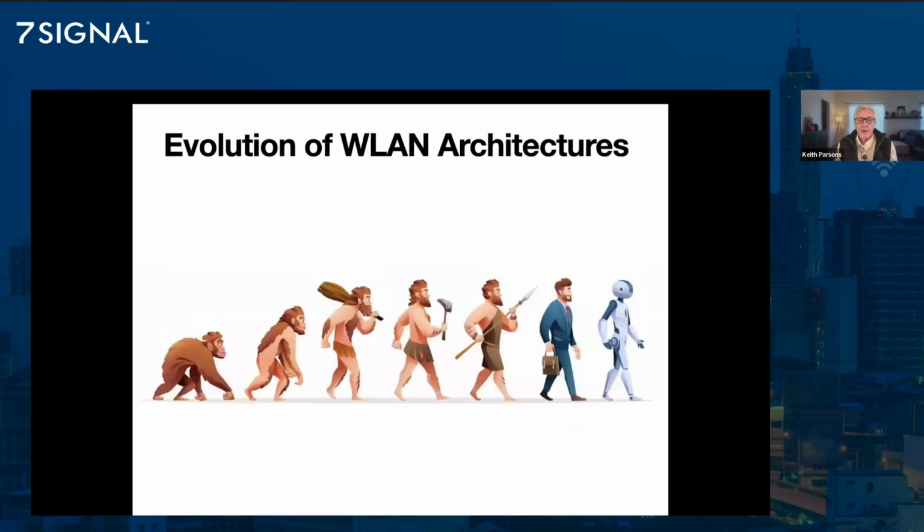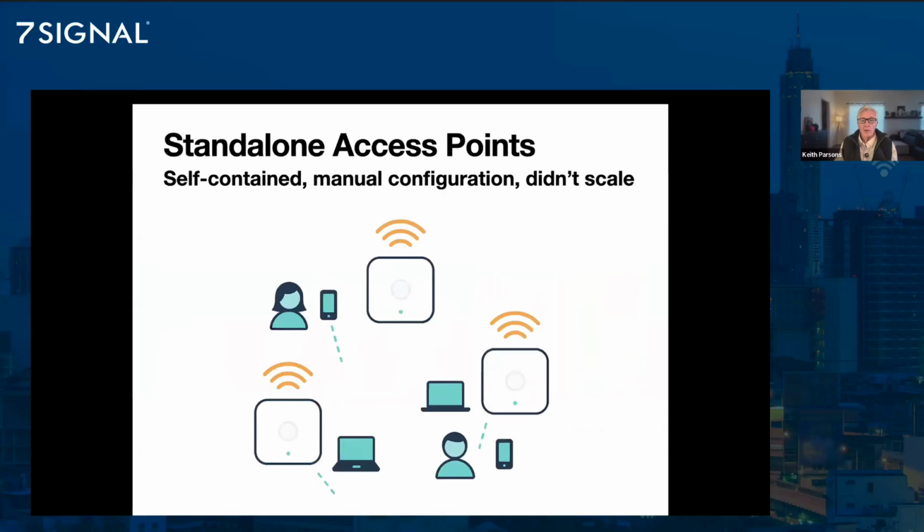So today's topic is about the evolution of Wi-Fi wireless LAN architectures, and where we started, where we are now, and where we're going to be heading in the future. Well, a long time ago, when I first started, we had standalone access points, and these still work today. The 802.11 protocol has always worked with just a single AP, multiple APs.